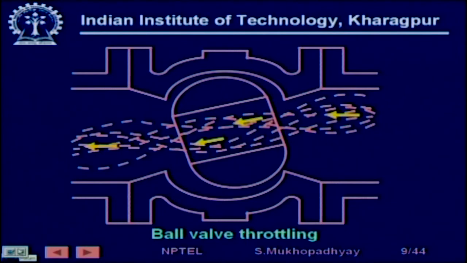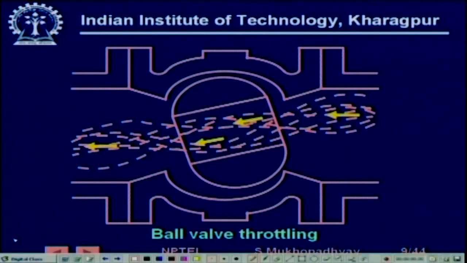This picture shows how, when a ball valve rotates, the flow throttling takes place. As it is rotating, the effective area of flow gets reduced. As it rotates slowly, the effective area of flow will get reduced, and therefore the flow will get reduced. So the flow gets throttled.